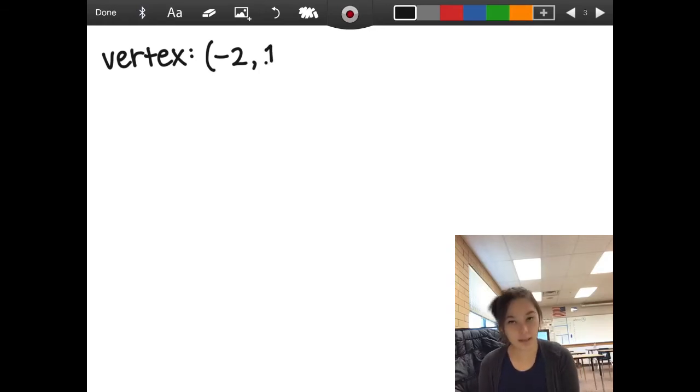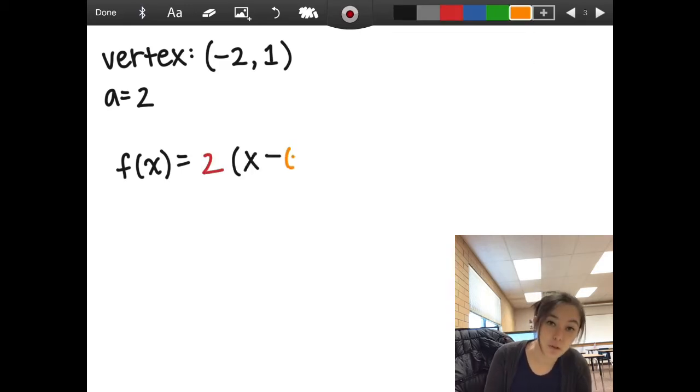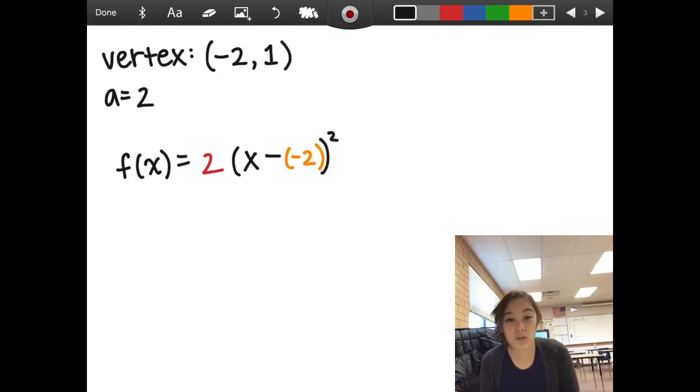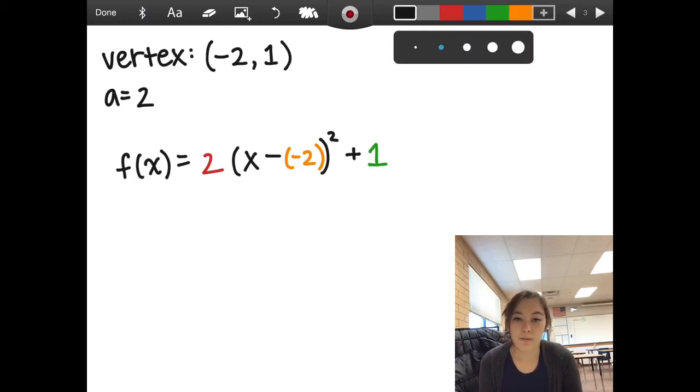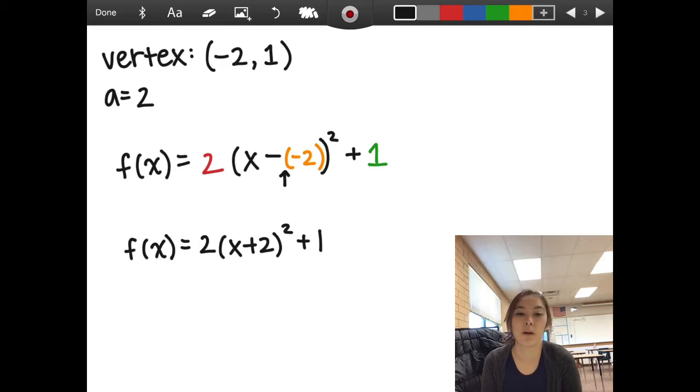So let's say the vertex is negative 2, 1, and the A value is 2. So I would just write my function in vertex form. It would be 2 for A times x minus negative 2, because the H is equal to negative 2, squared, plus 1. And so really when you simplify this, because you're subtracting a negative, it's going to actually turn into a positive 2. So your final written form would be 2 times x plus 2 squared plus 1. And so just be really careful about that, and about how that negative is going to be the opposite.